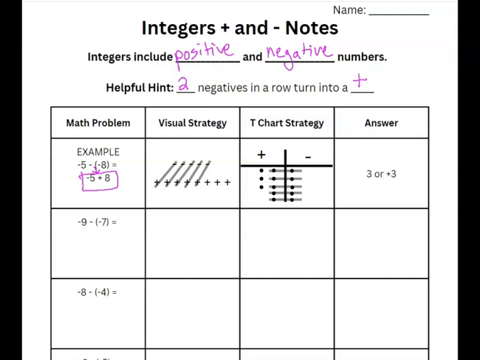So I drew 5 negative signs and 8 positive signs. Or on my T-chart, I drew 5 dots on the negative side because it's a negative 5. And then since it's a plus 8, I know it used to be negative, but now that we used our helpful hint, it says plus 8. So I drew 8 dots on the positive side.